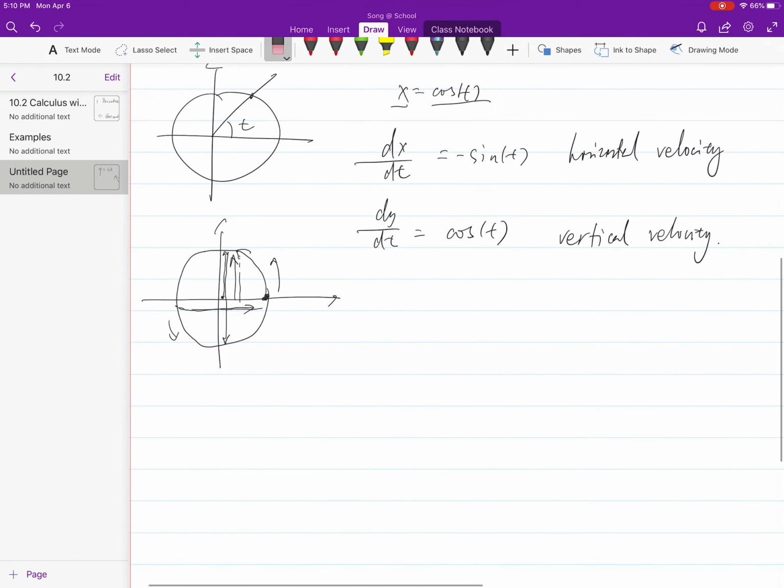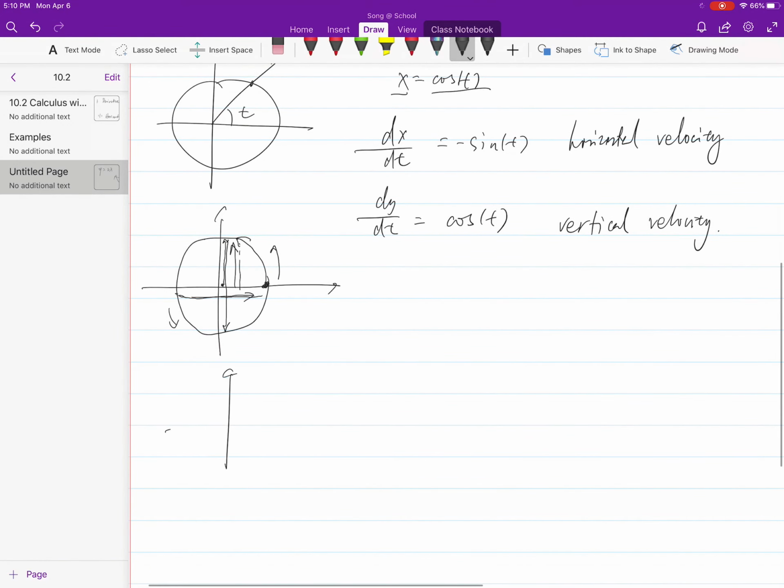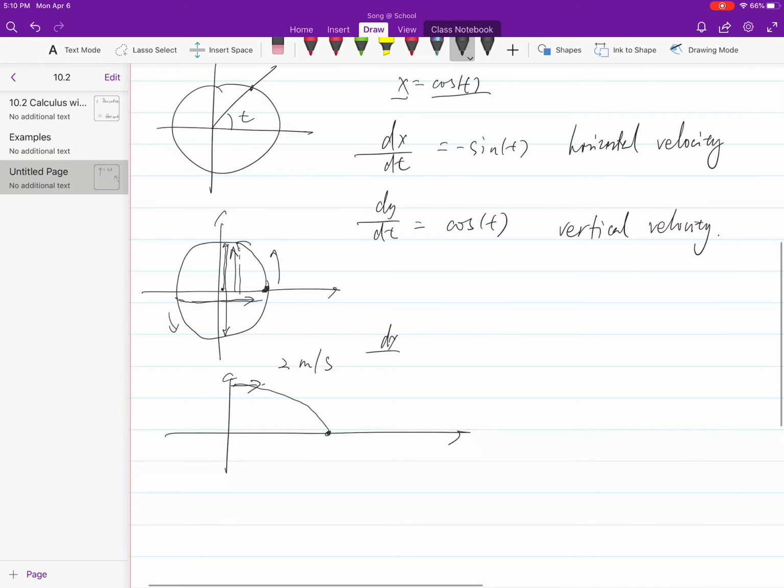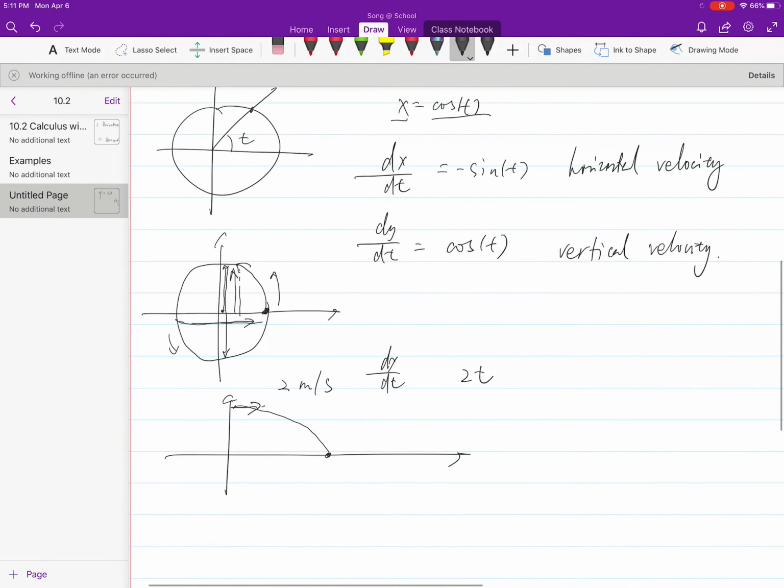Okay, that's how I think about things like this. Now think about another one, which is the first motion we introduced: we just throw something at this height. The trajectory looks like this, right? What's your horizontal velocity? Well, it's always 2 meters per second. It's always there, so that's your dx over dt. Constant speed. That is why your trajectory is 2t, which is the integration of this.